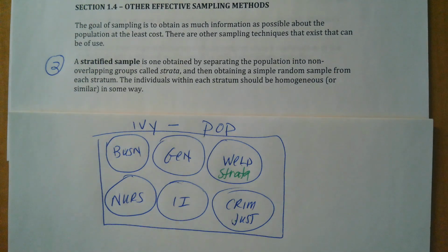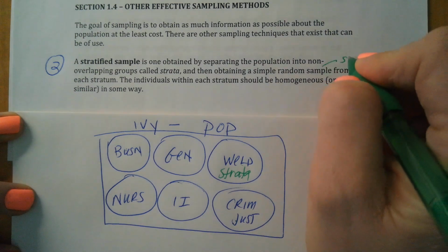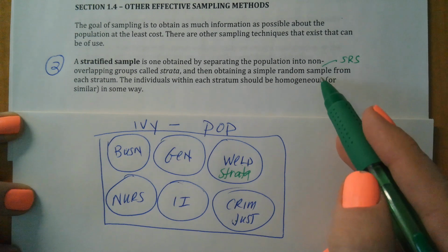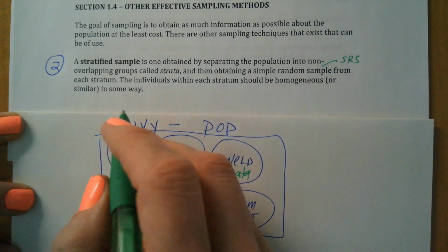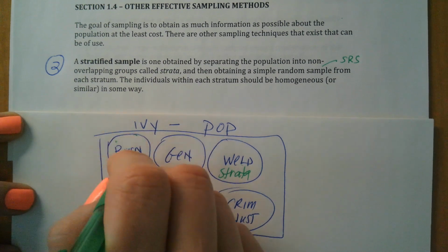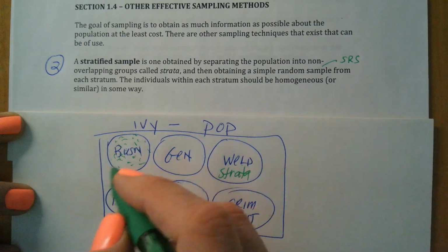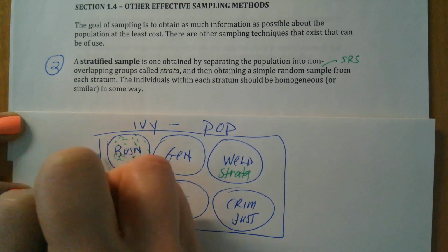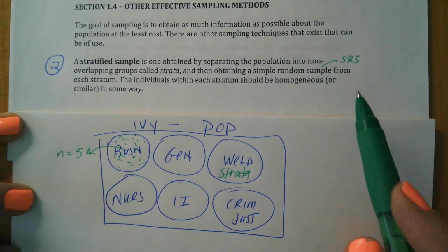Then what we're going to do is obtain a simple random sample, which we just discussed up above. We're going to take a simple random sample from every stratum. So we're going to go into the business. Let's say that there are 500 students in the business degree. I'm going to select a random sample of 5 students from the business major. And I do that using the methods we discussed above.